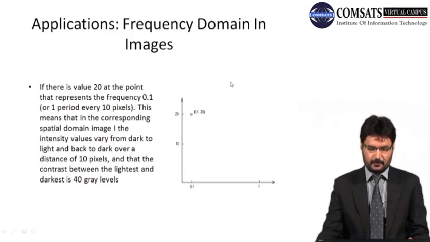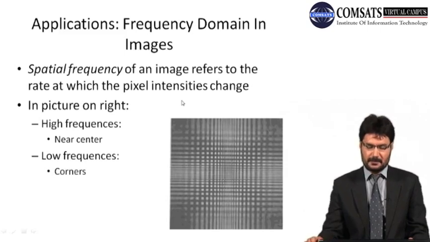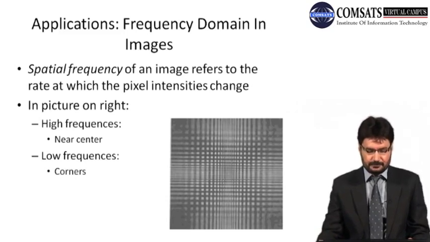So this is what we normally check in our application. The spatial frequency of an image refers to the rate at which the pixel intensity changes. To identify the rate at which the pixel intensity is changing, we normally apply the Fourier transform. In the picture on the right, we see high frequency near the center and low frequency at the corners.